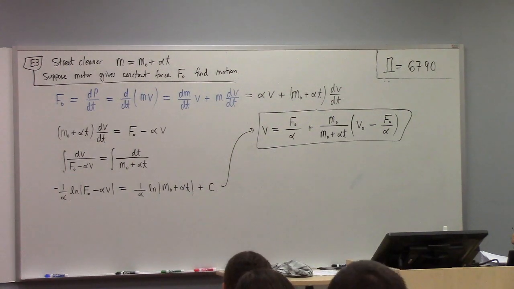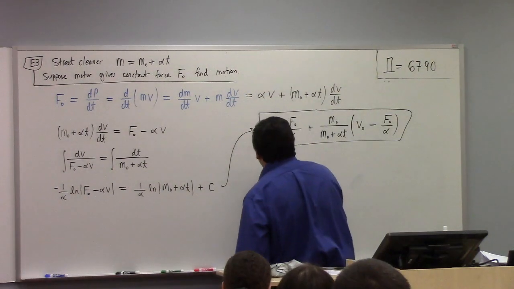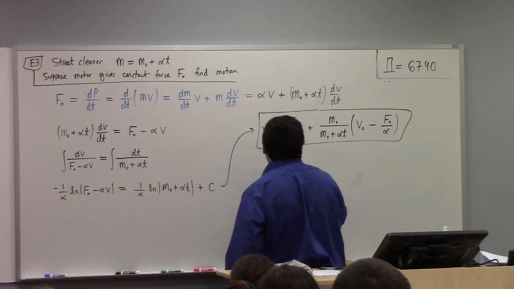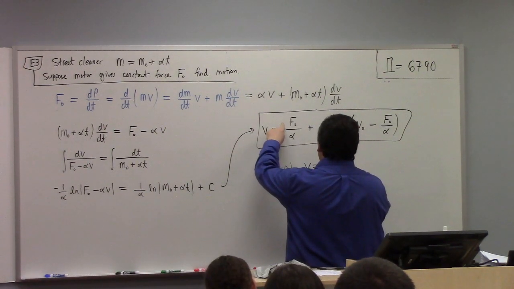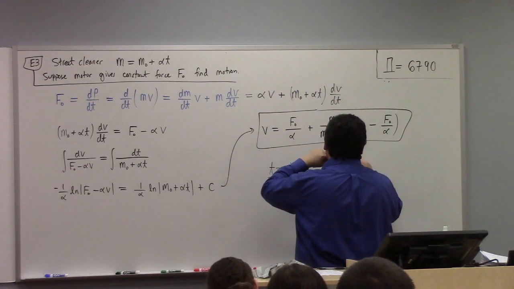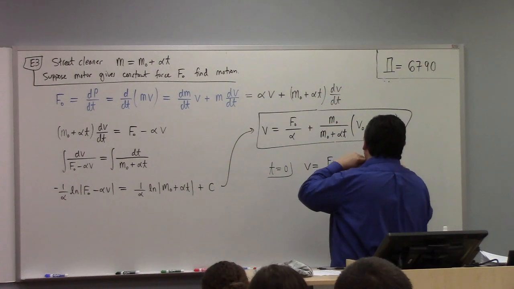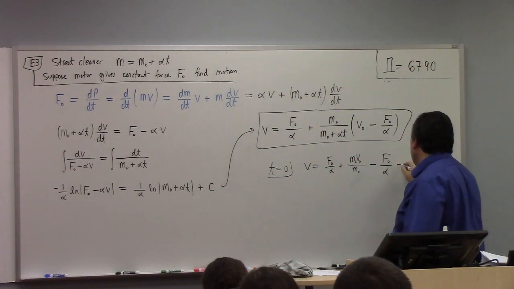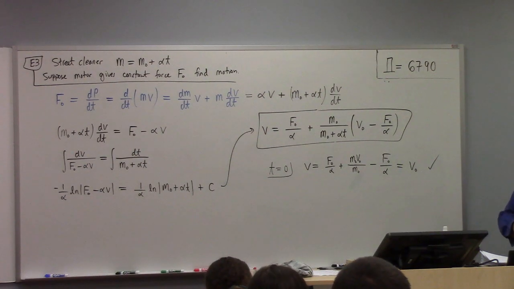And for small times, what happens when t is about 0? Let's check that. T equals 0. What do we got? V equals f naught over alpha plus m naught v naught over m naught minus f naught over alpha, also known as v naught. That's good. So the initial velocity ought to work out to v naught. That's the meaning of v sub naught.